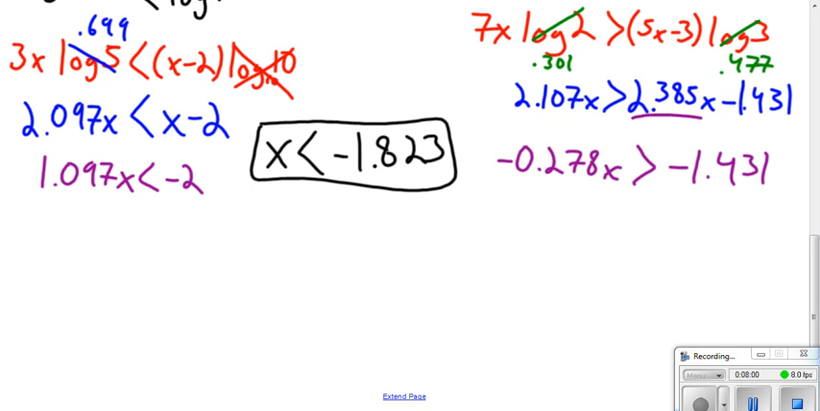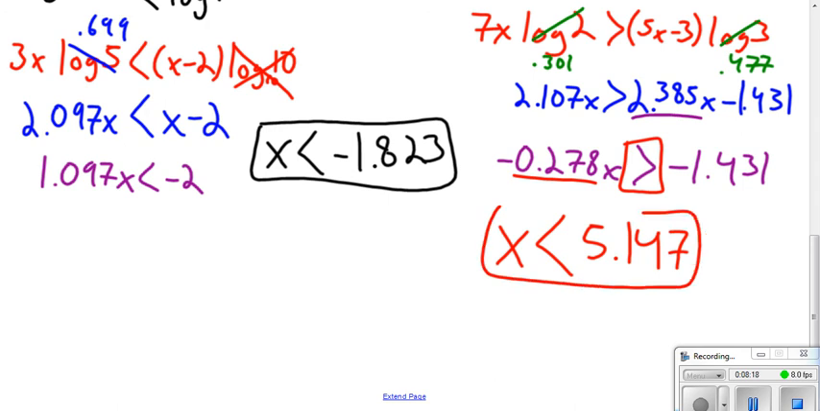Now at this point I would divide both sides by this negative 0.278. And remember, whenever I divide by a negative, flip the sign. So x is less than 5.147. That's the solution to our inequality.